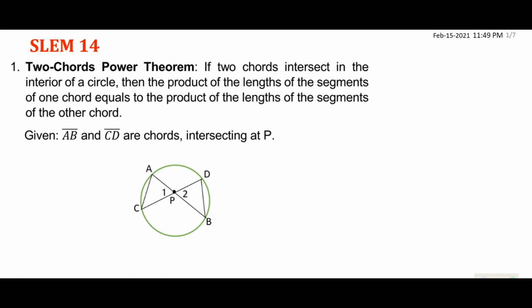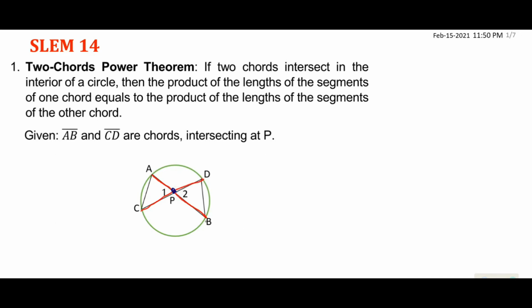So kapag nagkaroon ng intersection sa loob ng circle ng chord, magkakaroon tayo ng computation wherein yung length of the segment of one chord ay equal daw sa product of the length of the segment of the other chord. Again, the product of the lengths of the segments of one chord is equal to the product of the lengths of the segments of the other chord. Now, on this figure, we have chord AB and chord CD. They intersect at point P.